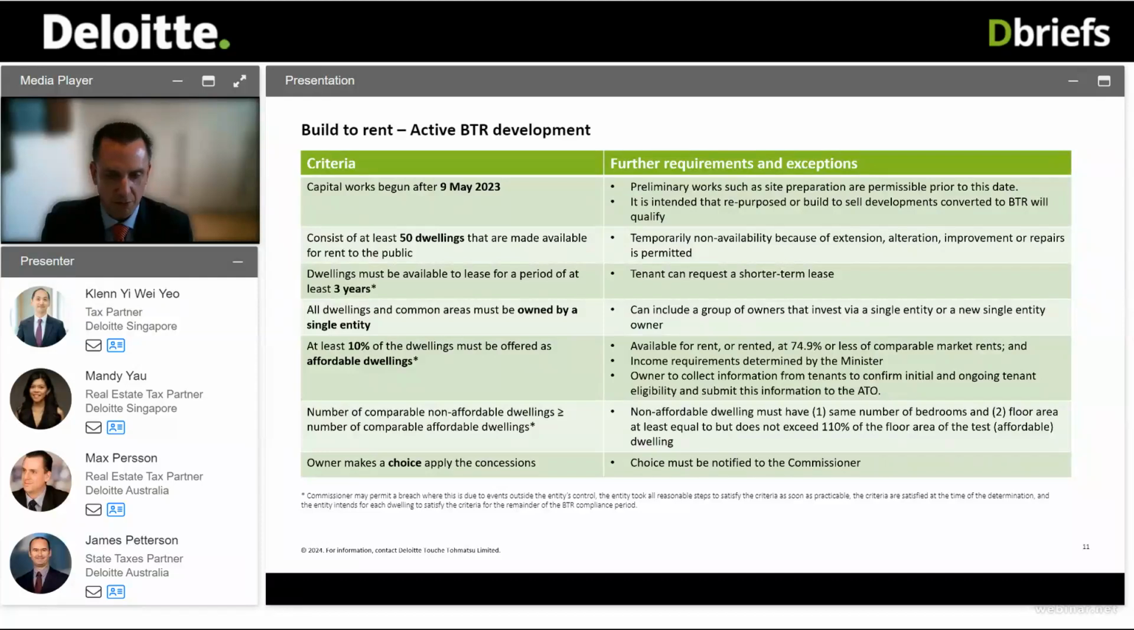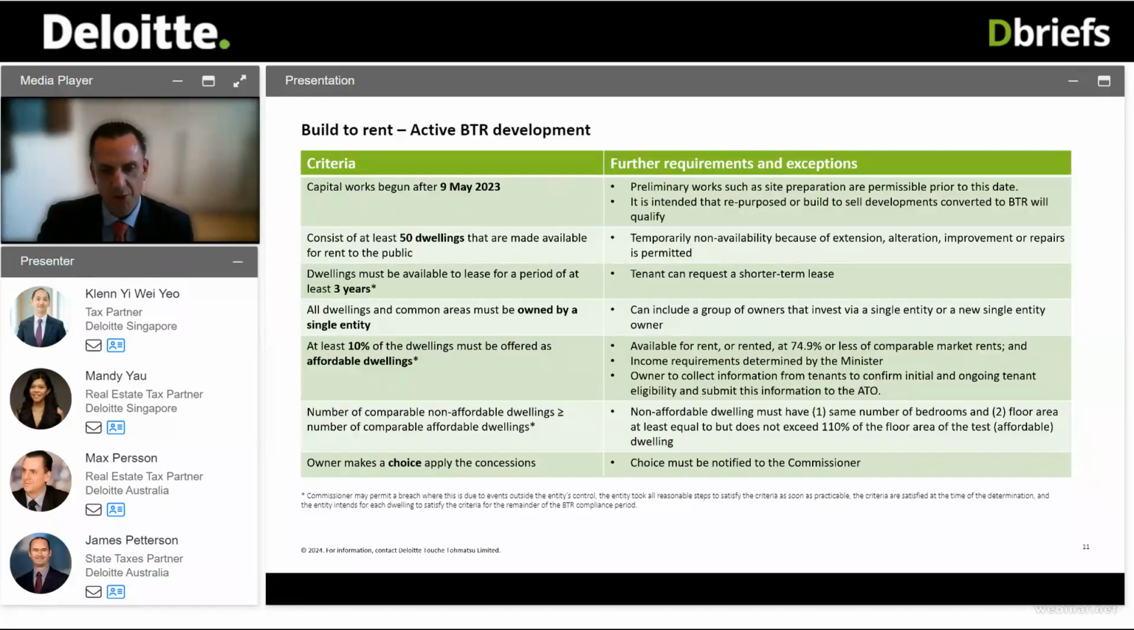There's a measure or a requirement that is meant to prevent you from allocating all the affordable dwellings to smaller apartments, so studios, for example. So the requirement is that you need to have an equal number of non-affordable dwellings of the same type. And lastly, the owner needs to make a choice to apply the concessions.